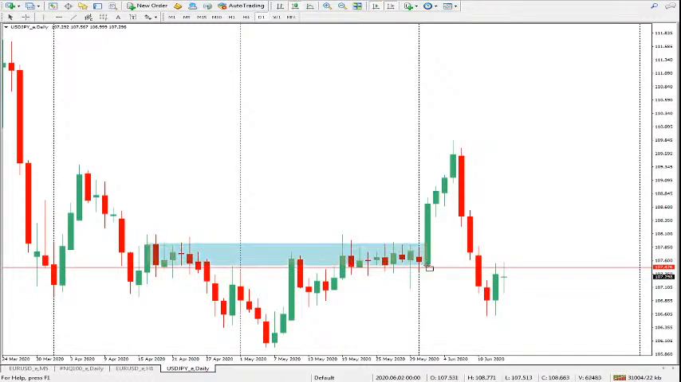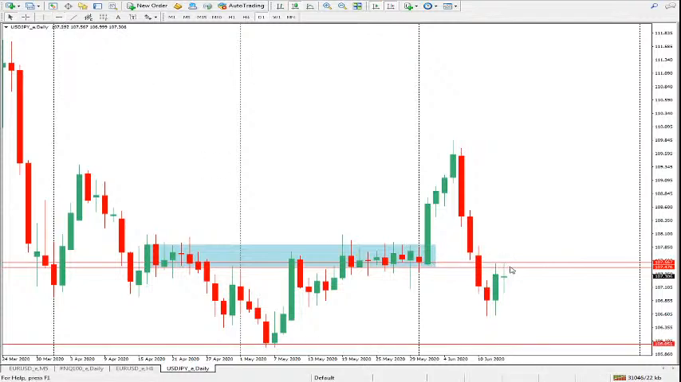This was a very good level, so the price basically broke above this level. It came back, broke below it. As I'm speaking now, the price is below that level. So this should be the correct place you want to sell from. This is a very good place we want to sell from. So you're supposed to look for a sell.